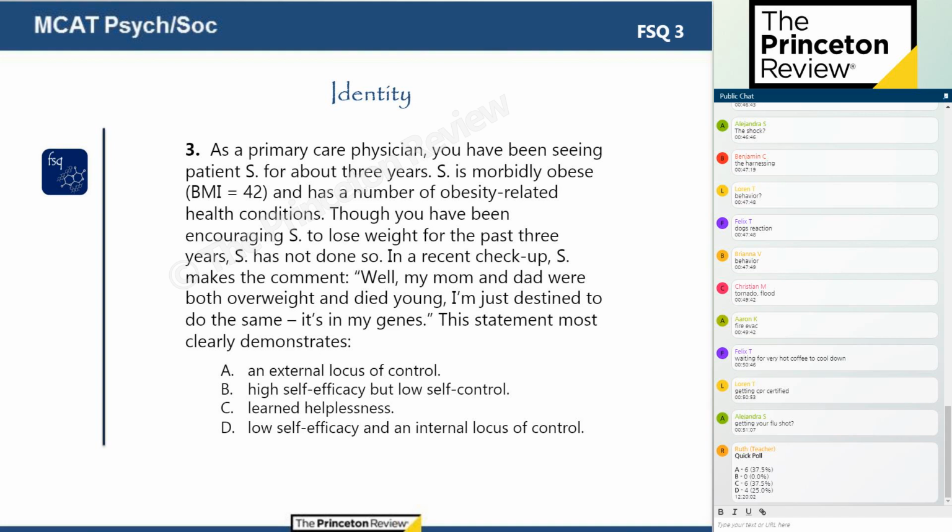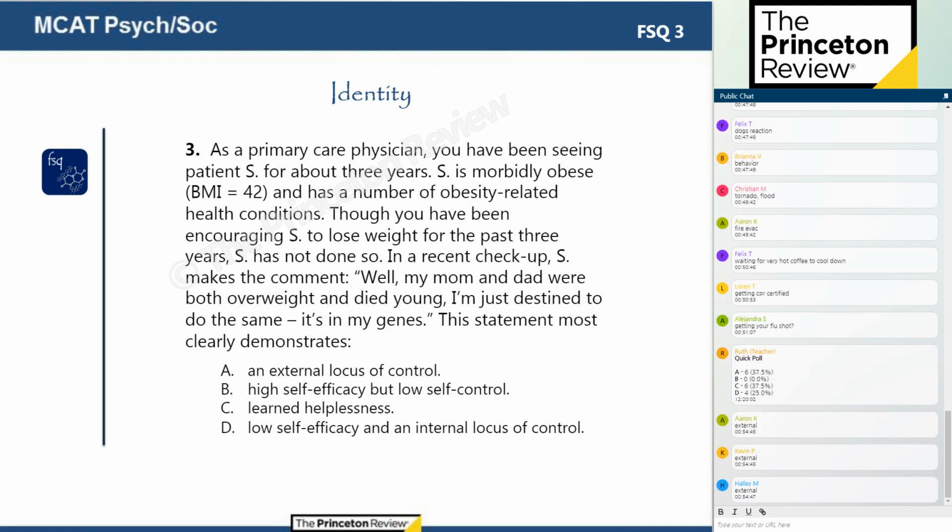Let's start with A. Okay, so there's this patient who is morbidly obese. You've been encouraging this person to lose weight for 3 years, but they have not done so. And in a recent checkup, the person says, well, mom and dad were both overweight, died young. I'm just destined to do the same thing. It's in my genes. So is that an example of internal or external locus of control?